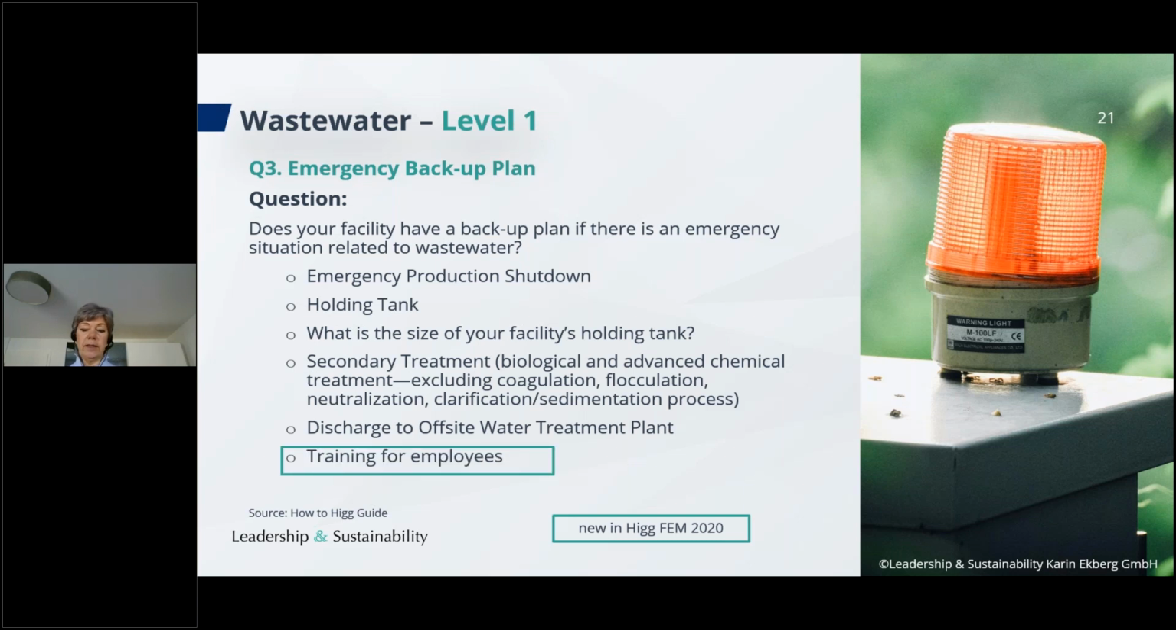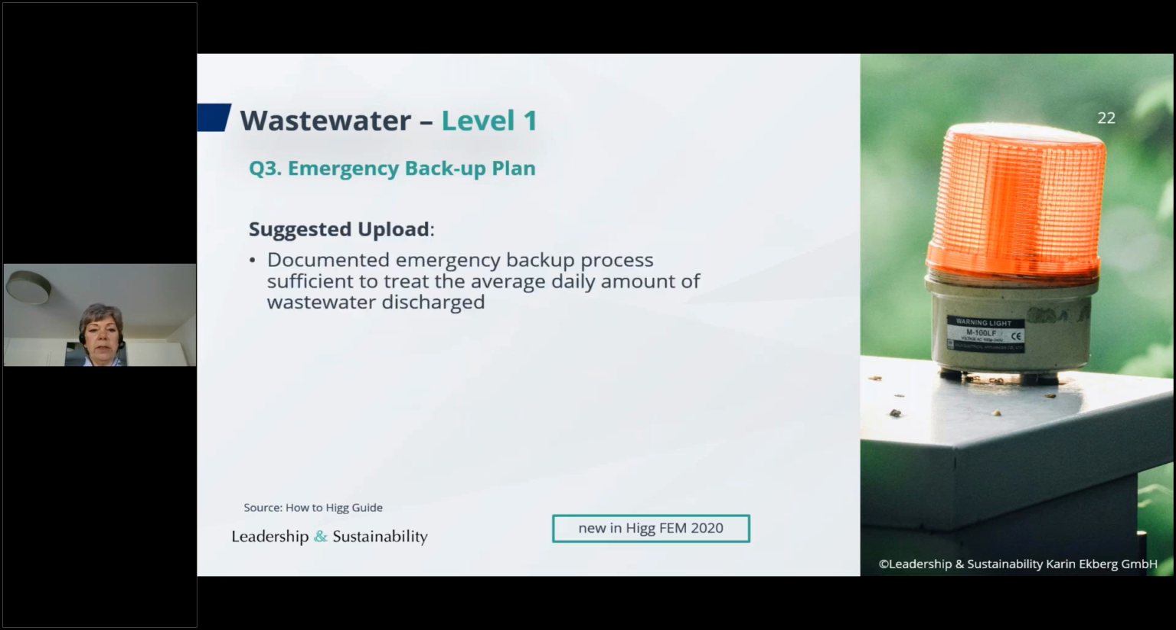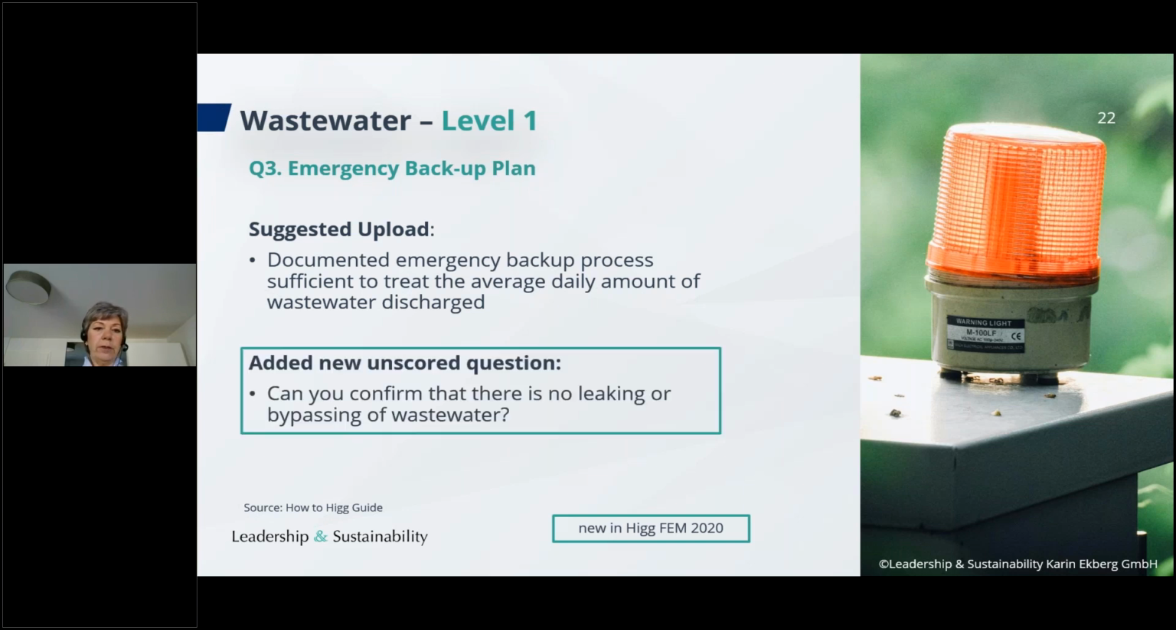Then, and this is also new for 2020, you should have a training for employees, and you may also have some other backup process available. And the suggested upload here is the documented emergency backup process sufficient to treat the average daily amount of wastewater discharged. And there is also one new unscored question. Can you confirm that there is no leaking or bypassing of wastewater?